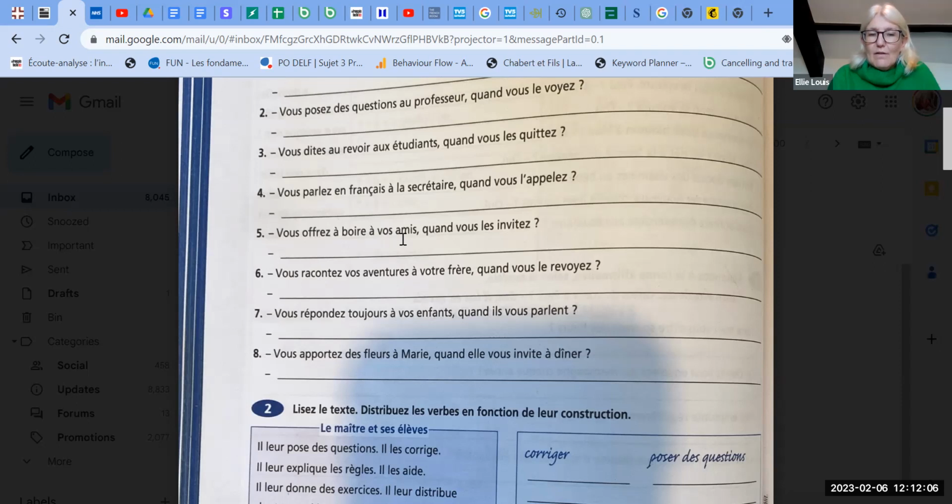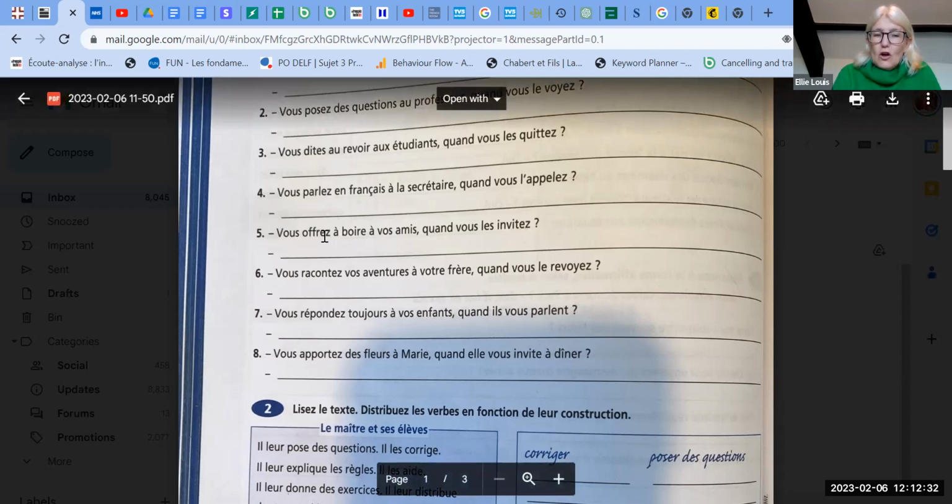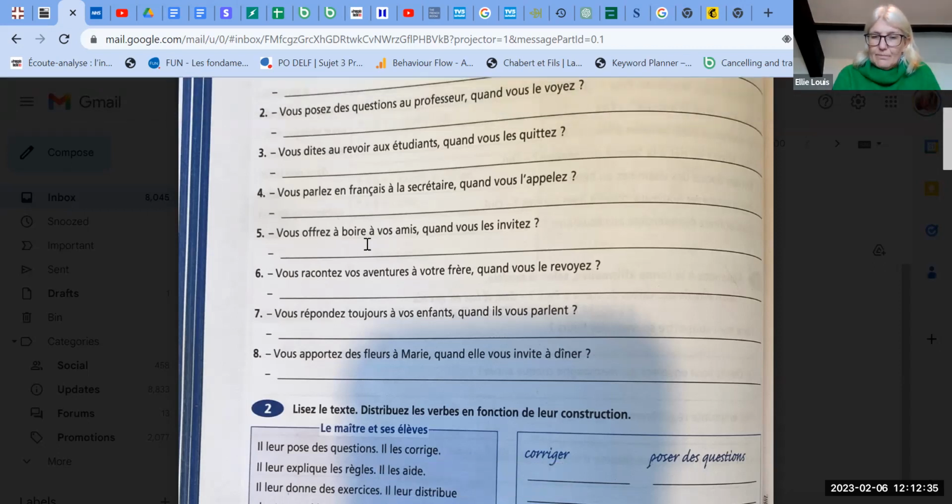Vous offrez à boire à vos amis. So we've got the un there. Quand vous les invitez, vous offrez à boire à vos amis quand vous les invitez. So inviter or the les. This is plural, isn't it? So remember that the plural is leur, of course. So, oui, quand je les invite, je leur offre à boire. Quand je les invite, je leur offre à boire. All right, let's try number 6.